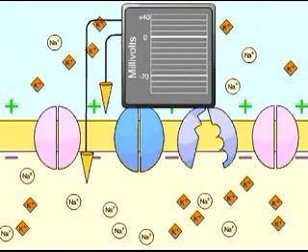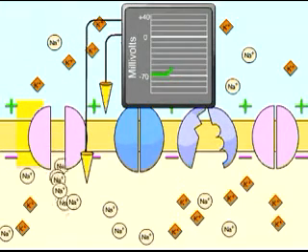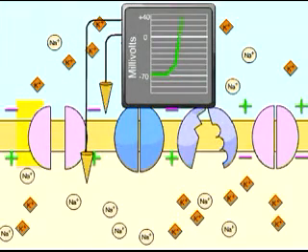Let's look at another action potential as it moves along the membrane. This time we will measure the voltage changes that occur in one spot along the membrane. A slight change in polarity causes the voltage-gated sodium channels to open. Sodium ions rush in, causing a reversal in membrane polarity.